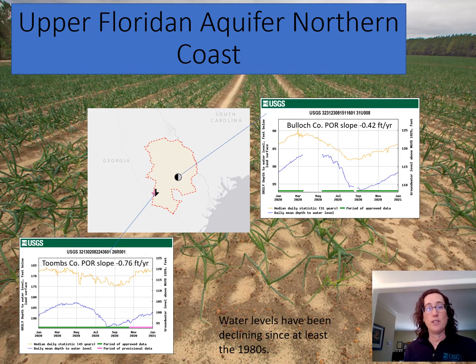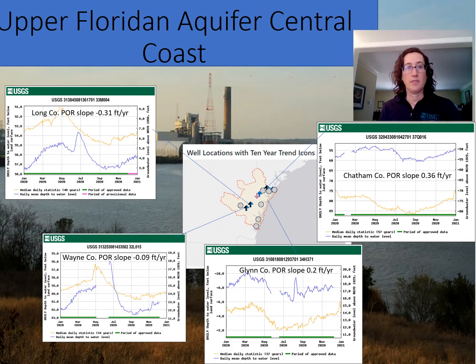Now I will talk about the upper Floridan Aquifer in different parts of the coastal plain. Water levels in the northern coastal plain in Bullock and Toombs counties were below median levels. Water levels in these counties have been declining since at least the 1980s. Water levels in the upper Floridan Aquifer in the central coast were below median levels in Long and Wayne counties and above median levels in Chatham and Glynn counties. And the long-term water levels are declining in Long and Wayne counties and increasing in Chatham and Glynn counties.